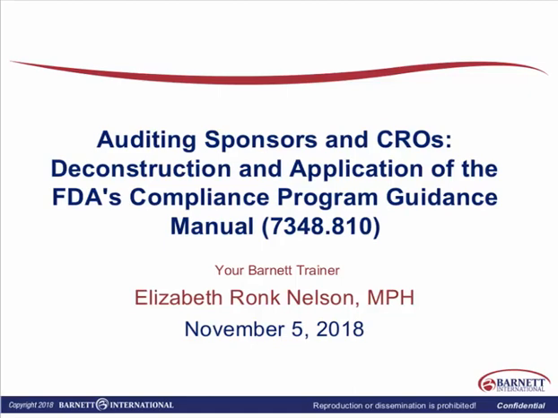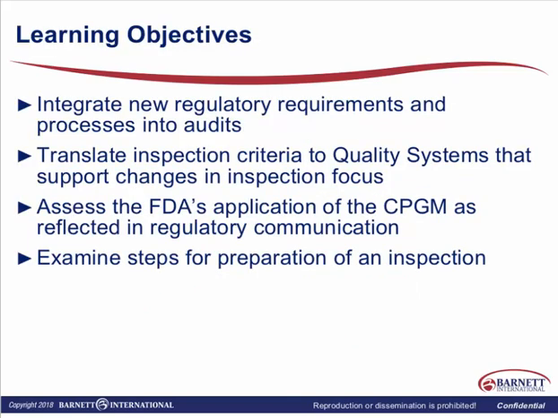So we're looking at auditing sponsors and CROs. We're going to look at the FDA's Compliance Program Guidance Manual, which I know you're familiar with, 7348.810, updated last April to incorporate information on the final rule for registration of our studies on clinicaltrials.gov as applicable studies. What we're going to talk about today, however, is the new regulatory requirements and processes and how they are integrated into the assessments that the FDA puts forth.